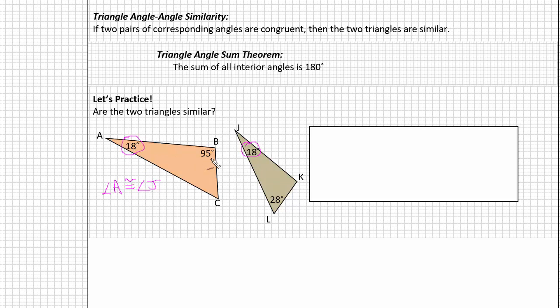And now I look at angle B and angle L, they definitely don't look like they're corresponding, and they're definitely not congruent. But we have a missing angle K and a missing angle C that we're unsure about. We don't know those measurements. So we're going to use the angle sum theorem on one of the triangles to find the missing angle, and then we'll compare it to the other.